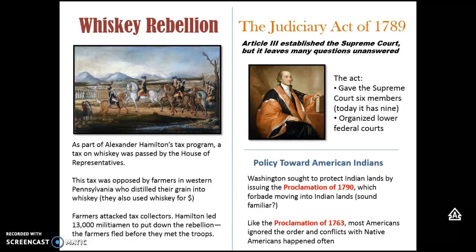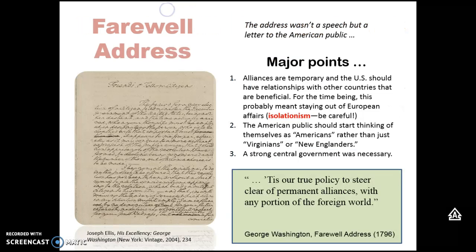We also still have Native Americans in the area. Washington sought to protect Indian lands by issuing the Proclamation of 1790, which forbade moving onto Indian lands. Sound familiar? Yes, because they tried to do the same thing with the Proclamation of 1763. Most Americans ignored the order, and conflicts with Native Americans happened often.